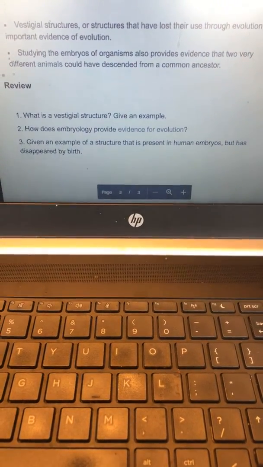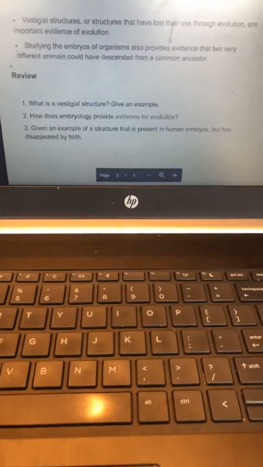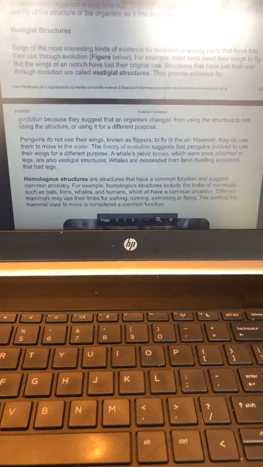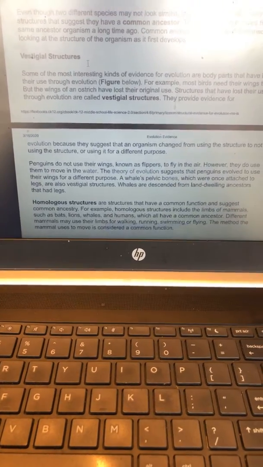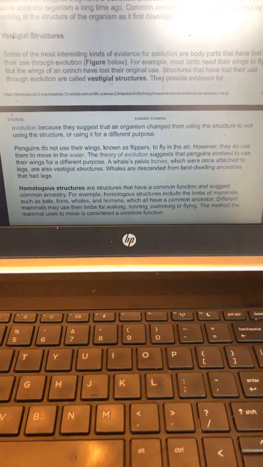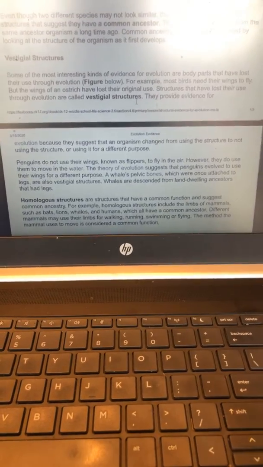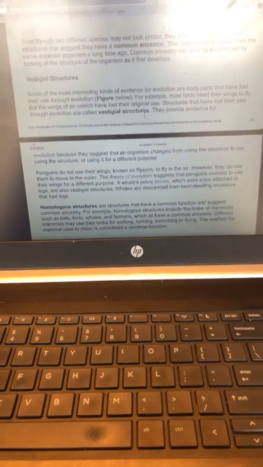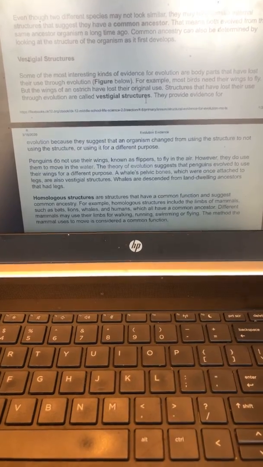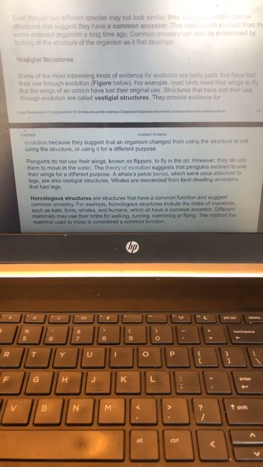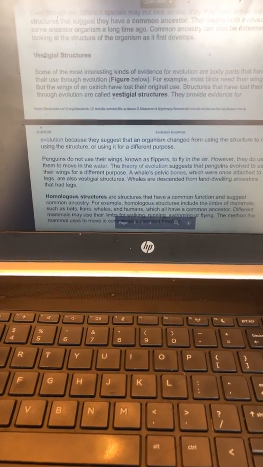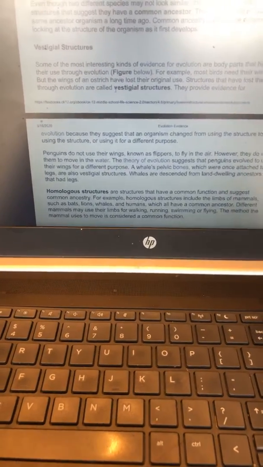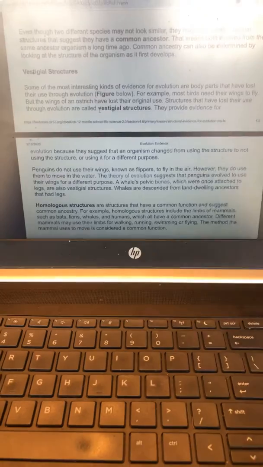Okay, so what is a vestigial structure, and give an example. So you're going to scroll up to where it talks about vestigial structures, and we know because we have a little subtitle, vestigial structures right here. So what is it? Well, here you have a bold word, and whenever we have a bold word in the reading, that means that generally before or after it, we have a definition. So let's look at the sentence. Structures that have lost their use through evolution are called vestigial structures. That sounds like the definition to me, so I would write that down.